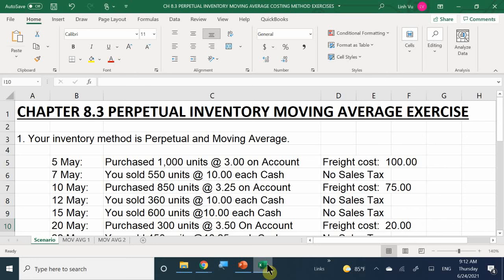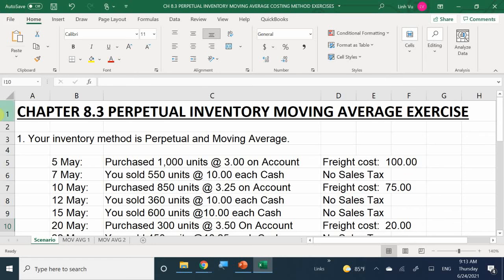This one is going to be different because we're constantly updating our inventory and we're constantly grabbing our totals and constantly recalculating our average cost per item. Okay, so let's go ahead and take our first scenario here. Question number 1, your inventory method is perpetual and it is moving average. So let's take a look at the first one.